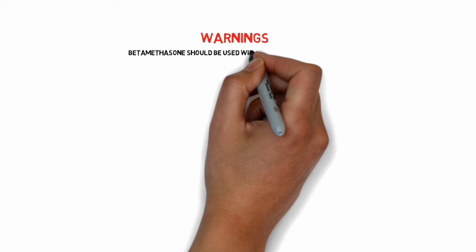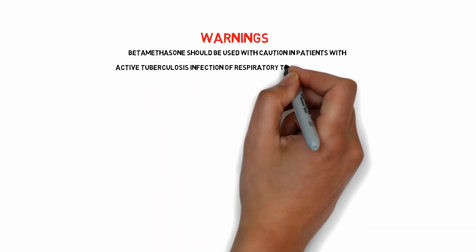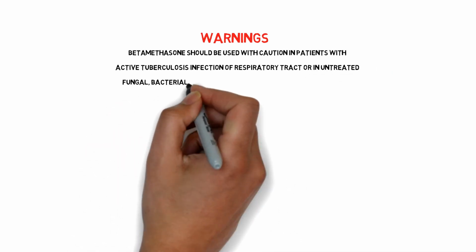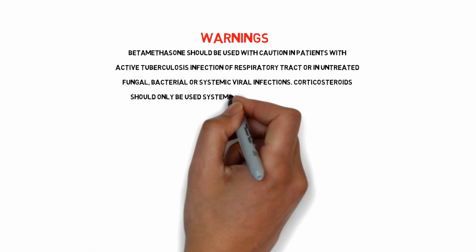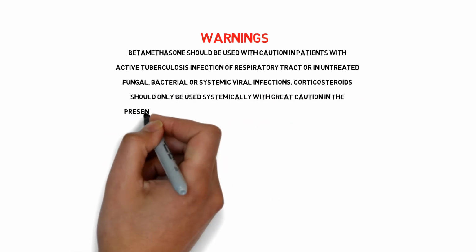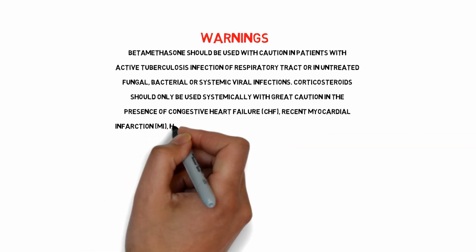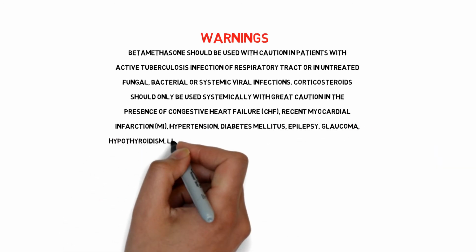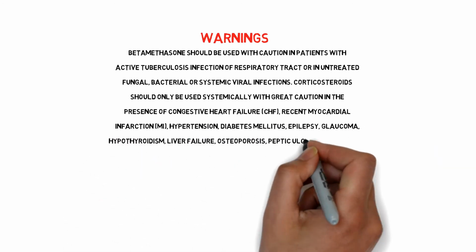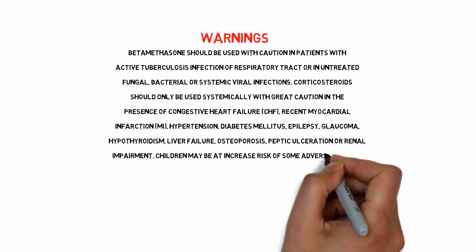Now the warnings are: betamethasone should be used with caution in patients with active tuberculosis infection of the respiratory tract or in untreated fungal, bacterial or systemic viral infections. Corticosteroids should only be used systemically with great caution in the presence of congestive heart failure, recent myocardial infarction, hypertension, diabetes mellitus, epilepsy, glaucoma, hypothyroidism, liver failure, osteoporosis, peptic ulceration or renal impairment. Children may be at increased risk of some adverse effects.